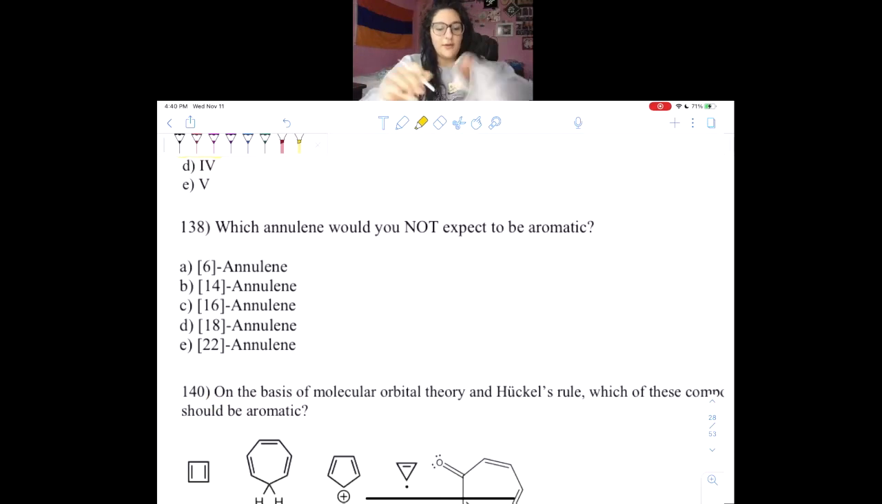Okay, so this question I actually really like because people think it's really complicated and confusing, but it's actually not too bad when you look at it. So basically, all it's asking is which one do you not expect to be aromatic? So we don't want aromatic, right? But now he's not giving you structures. He's just giving you these names, right? And so basically, all you have to do is look at the number right here in these brackets. And the number in these brackets correlates to the number of pi electrons in the system.